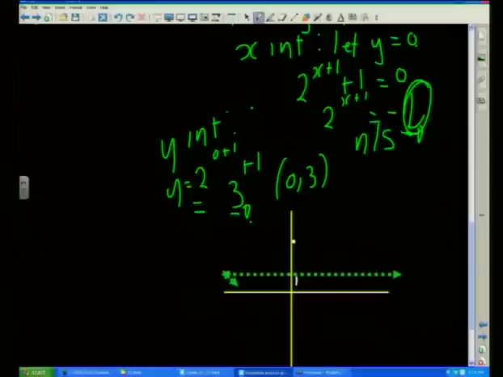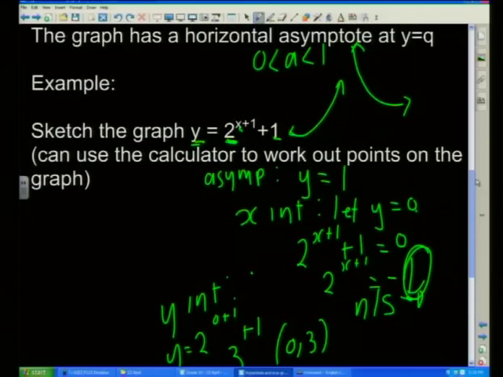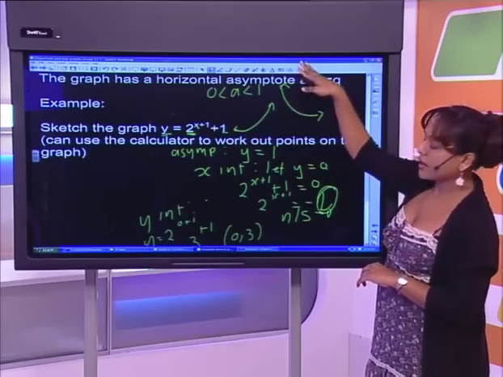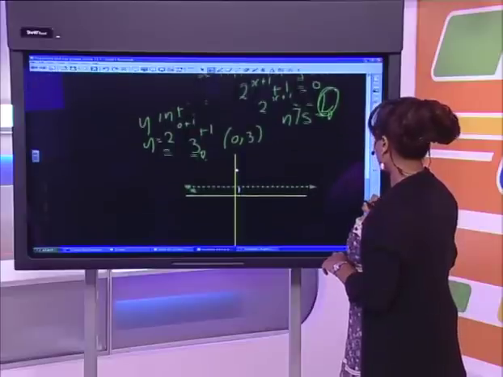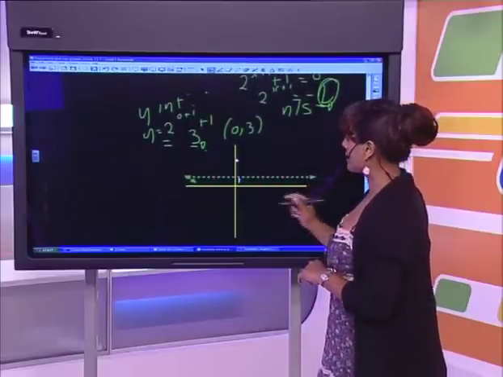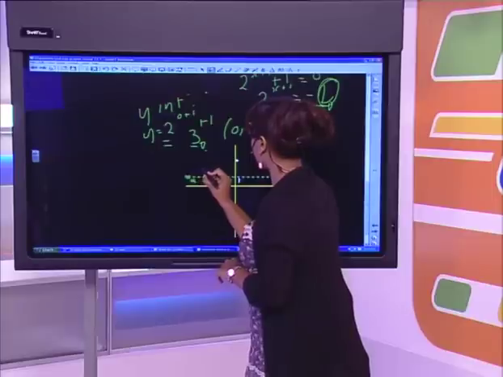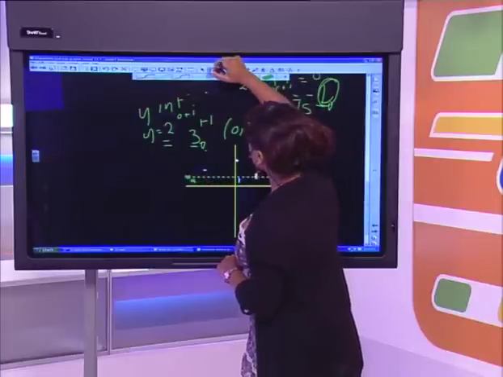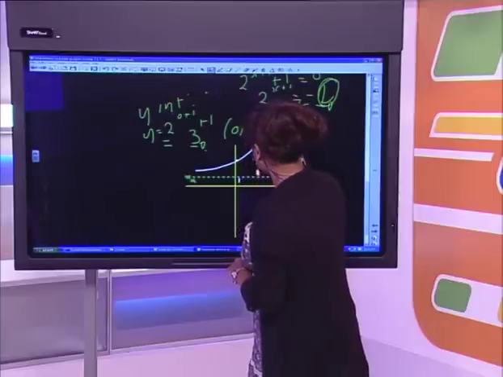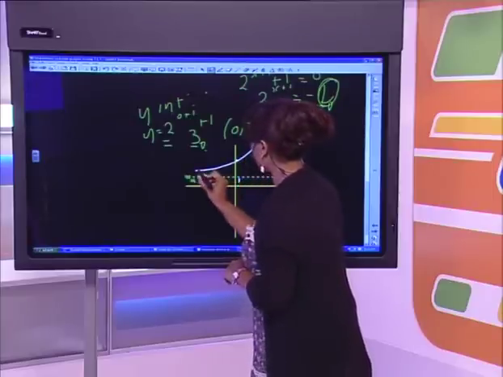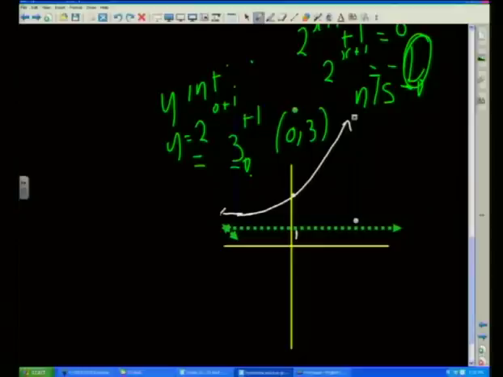And remember your shape. We've got an increasing graph, so the graph is going to go upwards with all the y values increasing. And it's not going to touch the asymptote. So you're going to get a graph that looks as follows. Okay, it's going to go straight through the y-intercept and then just run parallel to the asymptote. So what you'll see is it's going parallel to this asymptote. It's never ever going to touch, never going to meet that asymptote.